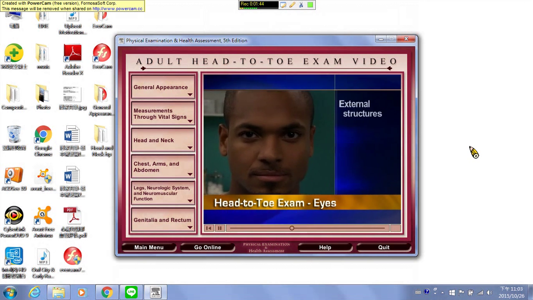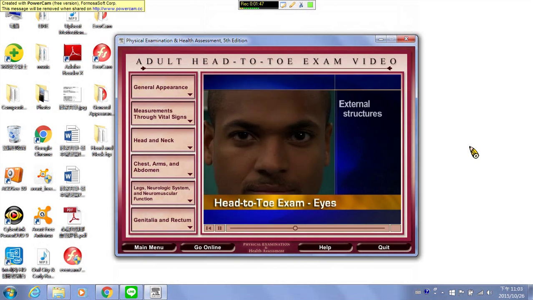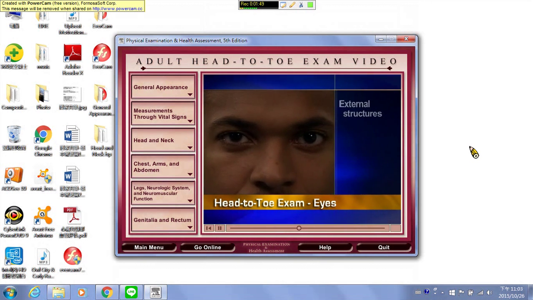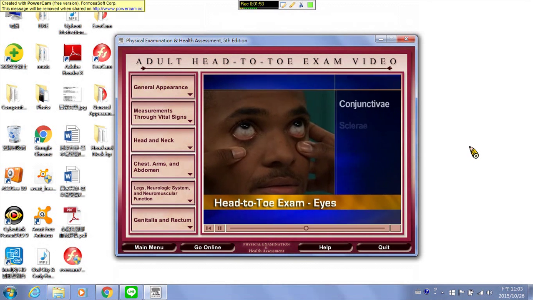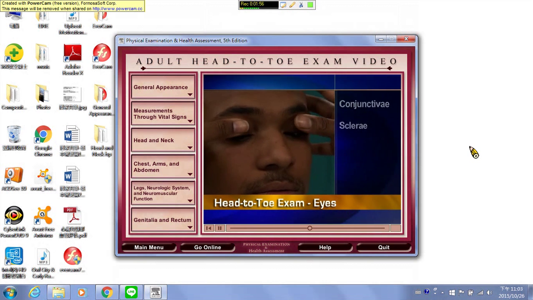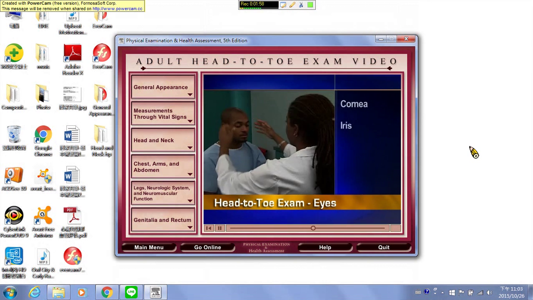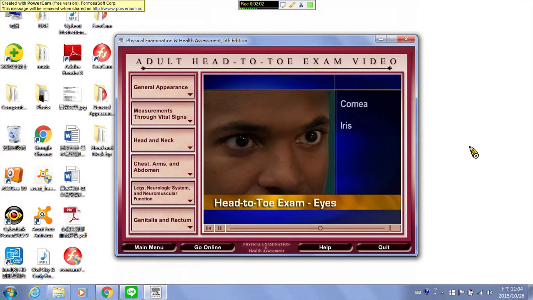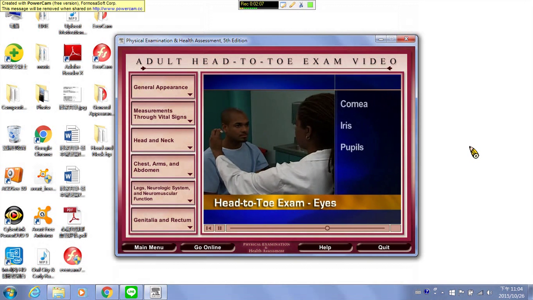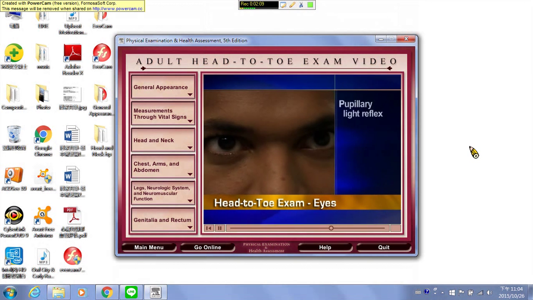Inspect the external structures of the eye, including the eyebrows, eyelids, and eyelashes. And then inspect the normally clear conjunctiva and white sclera, as well as each cornea and iris. Just look right here. After noting the pupil's size, shape, and equality, darken the room slightly and test the pupillary light reflex. Both pupils should react briskly.